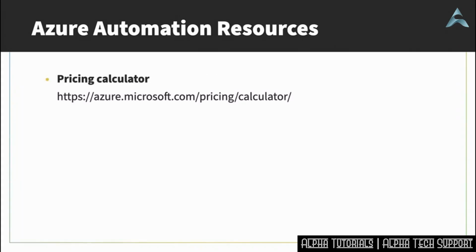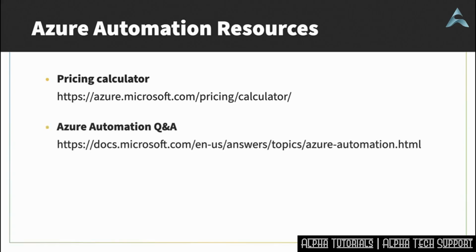We then have the pricing calculator. Of course, this is very important because you would definitely want to know how much you are going to spend when you are using the service. So the pricing calculator must be used in order to know your spend. Lastly, we have the Azure Automation Q&A. This page contains all the questions and answers that are related to Azure Automation. So these are certain helpful links that you should definitely check out to further enhance your skills on Azure Automation.